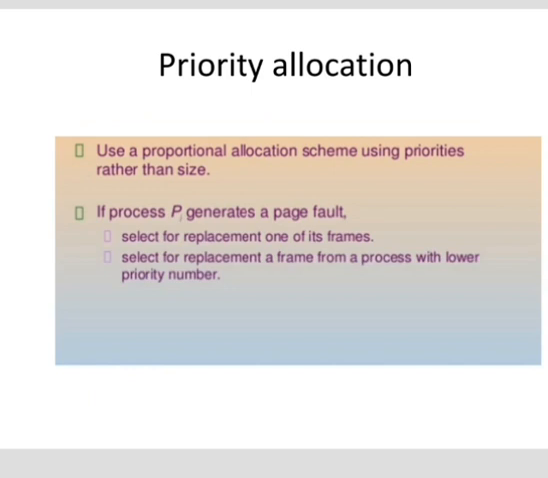Next is priority allocation. It uses a proportional allocation scheme using the priorities rather than the size. If process Pi generates a page fault, then it selects for replacement one of its own frames, or it selects for replacement a frame from a process with lower priority.